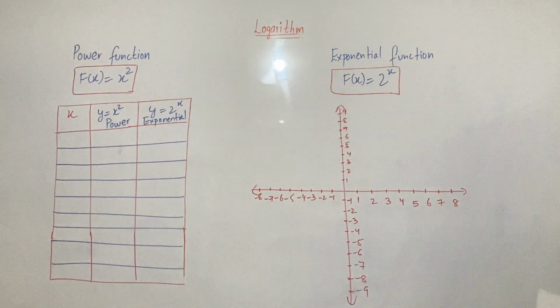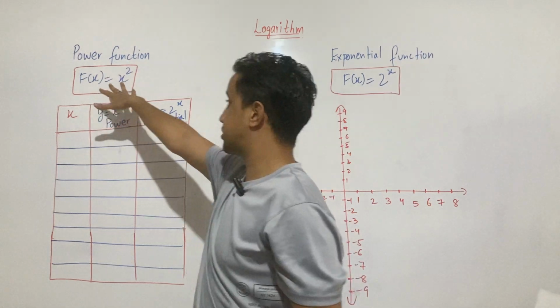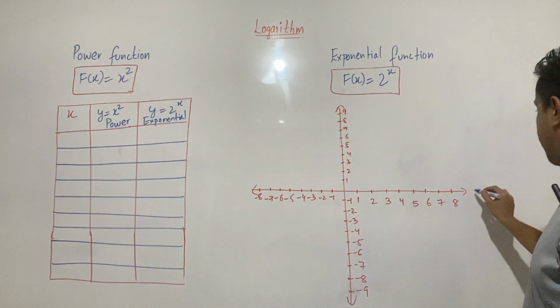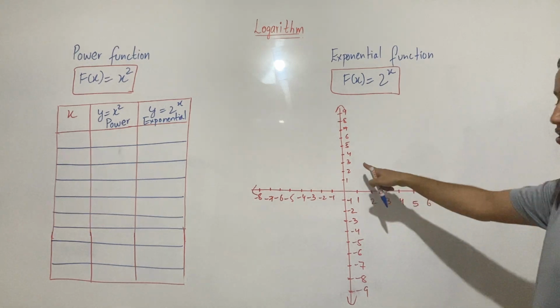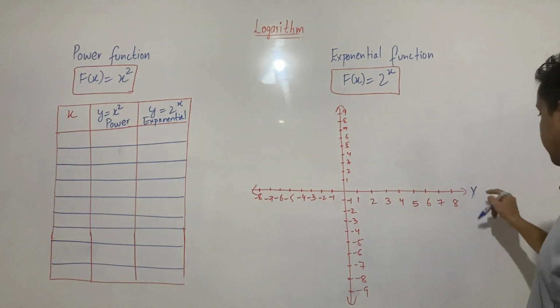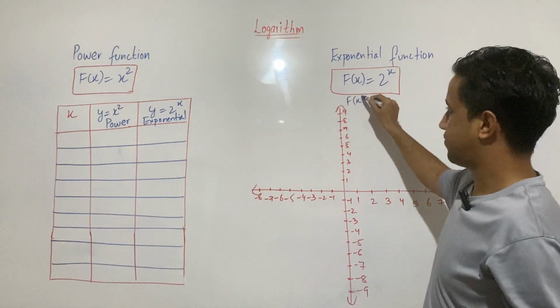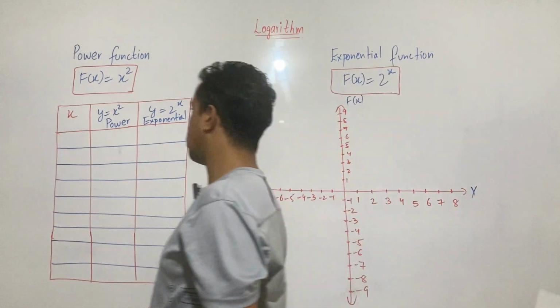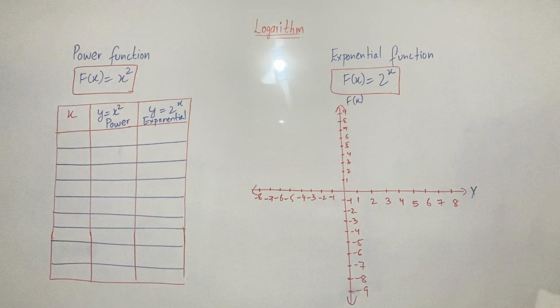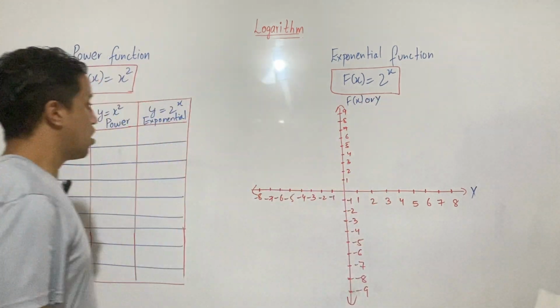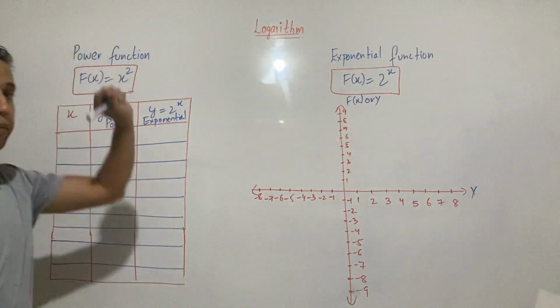My power function is f(x) equals x squared. Here I have a graph. This is my xy plane. It represents x and it represents y, or you can call it f(x), it's the same. Now we'll start with the power function.